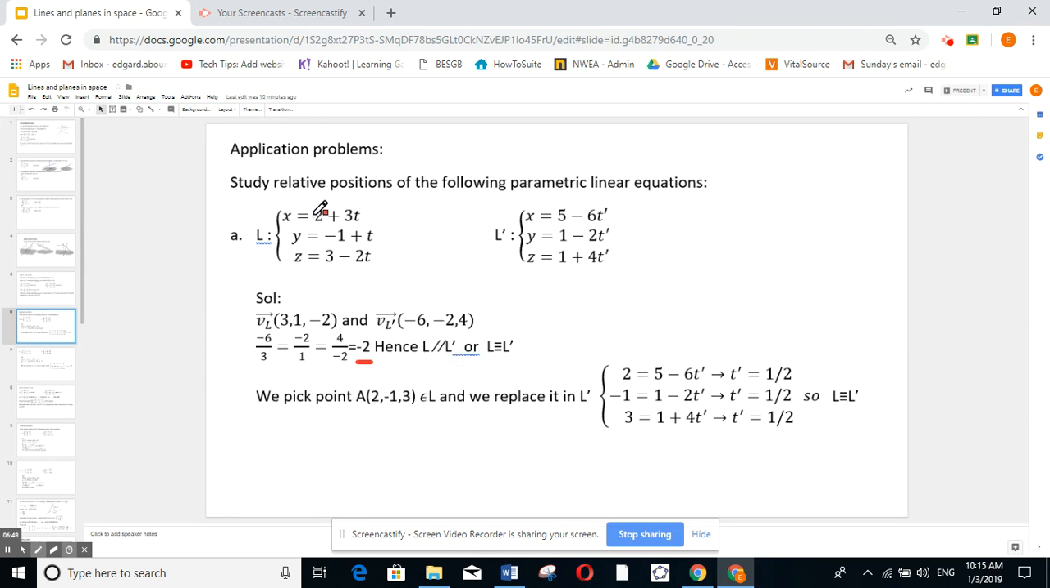So we pick a point in L, which is (2, -1, 3). I want to check if this satisfies this equation. If you replace x by 2, you get T prime equals half. If you replace y by -1, you get T prime is also half. If you replace z by 3, you also get T prime is half. Since T prime is the same for all, the two lines coincide.